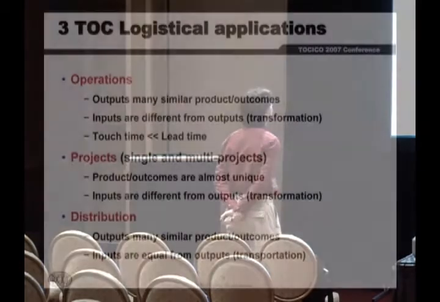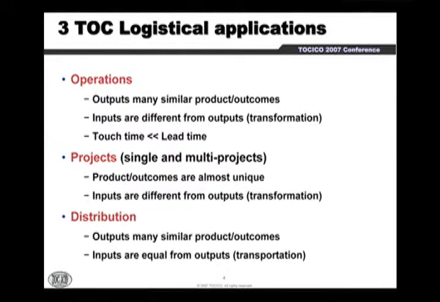OK, so given this, here we have 3 major applications of the 5 focusing steps and the TOC principles to different types of flows. I just picked 3 of the most important ones to see how they're managed and derive from them the generic principles. First, operations, basically something that outputs repetitively a certain group of products. The inputs are different from the outputs. There are some sort of transformations involved, and the touch time is significantly smaller than the lead time. So most of the time, things spend waiting in the flow.